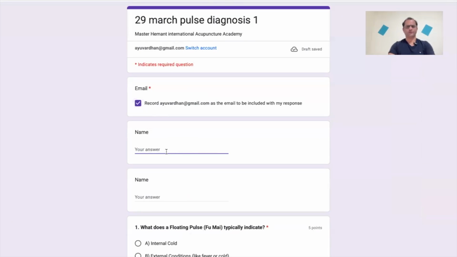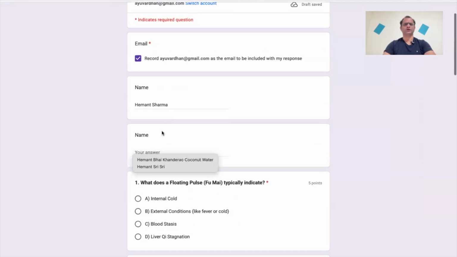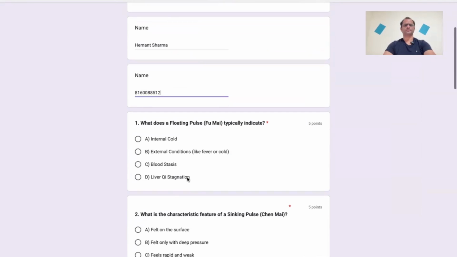So first we'll write the name here. Okay, here we have to write the mobile number. By mistake, the name is written 2 times. We can write the mobile number. Question 1.